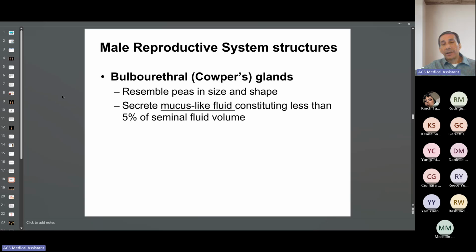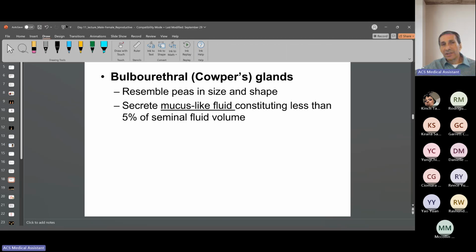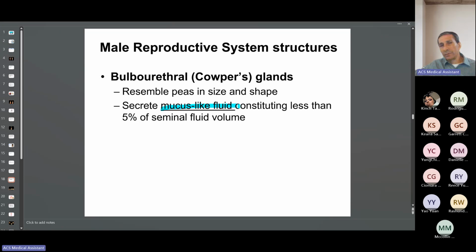Now, we don't care about the shape of this gland, but it looks like a pea, very small. Those peas that we eat, it is the same size, very small. Now, the secretion that the bulbourethral or Cowper's gland produces is a mucus-like fluid. So that's what we know. And it's only 5% of the total volume of the seminal fluid.